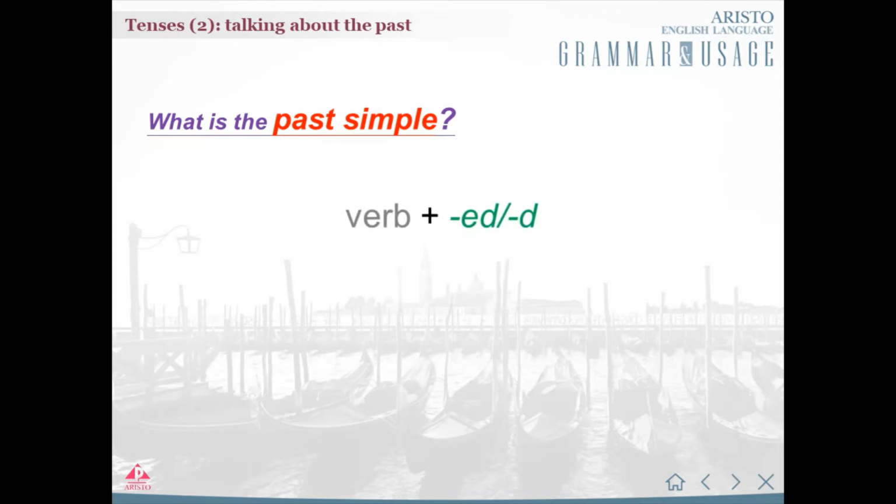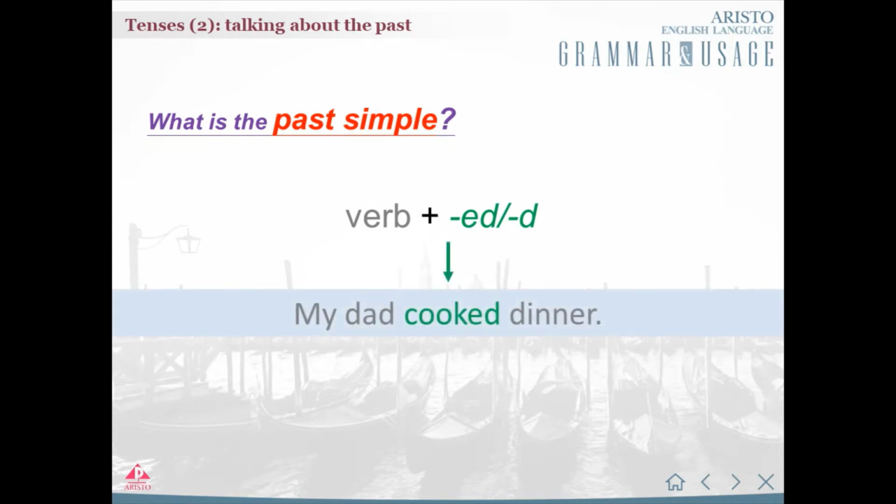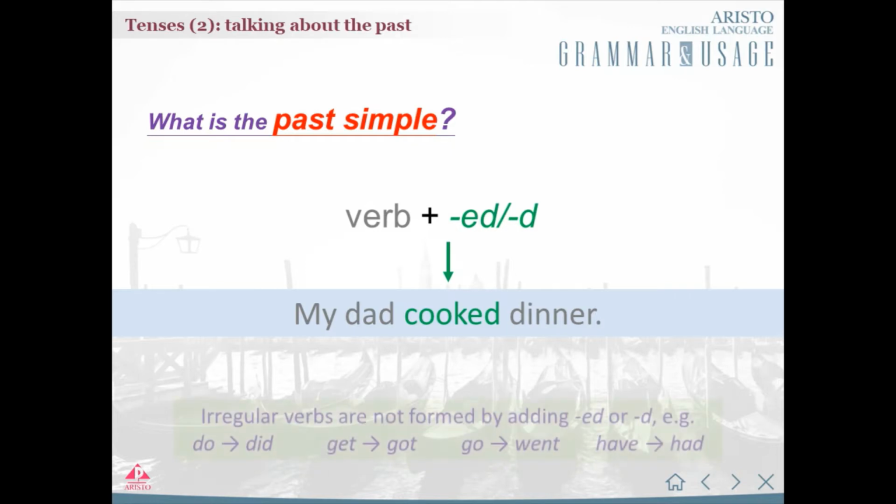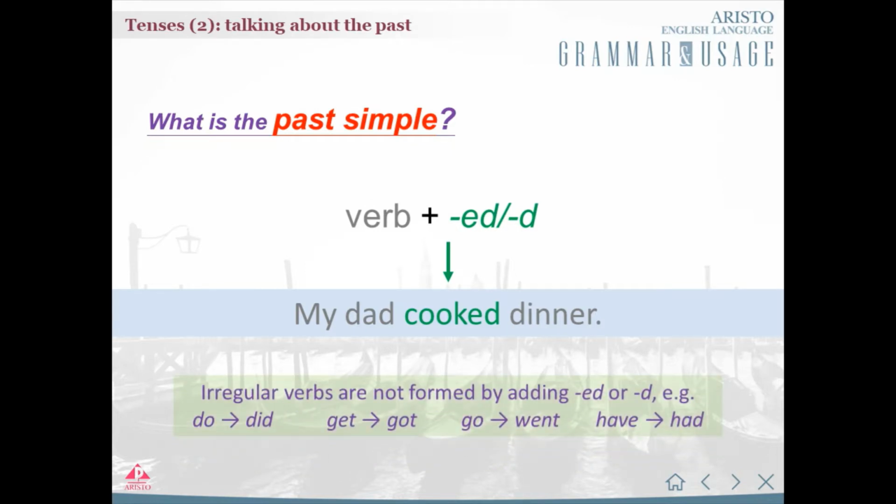This tense is often formed by adding the suffix ed or d to the base form of a regular verb. You can see this in action in the sentence here. My dad cooked dinner. Note that some verbs, like do, get, go, and have, are irregular verbs, and their past forms are not formed by adding ed or d to them.